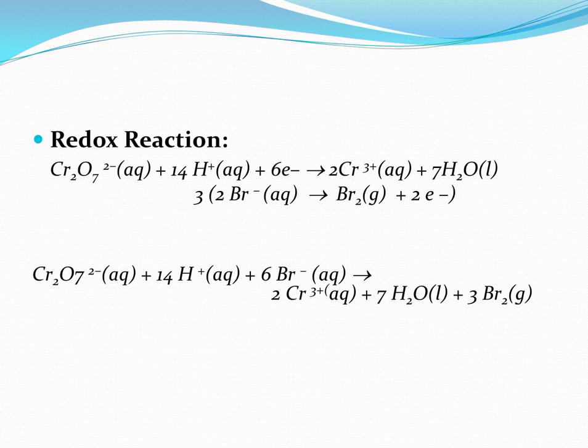Here you can see that the bromine half reaction was multiplied by 3 prior to combining it with the dichromate half reaction. Finally, once the electrons are balanced, the 2 reactions are combined. If you do your work right, you should not see electrons in the balanced redox reaction.